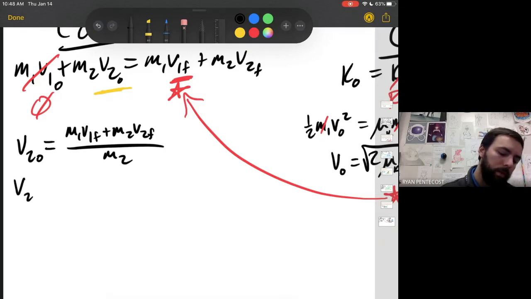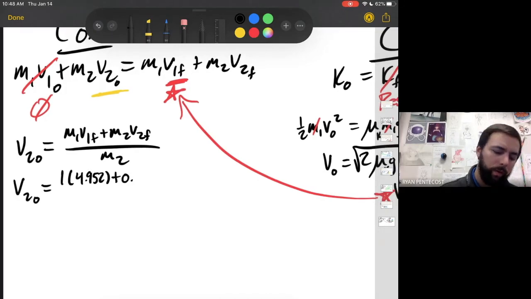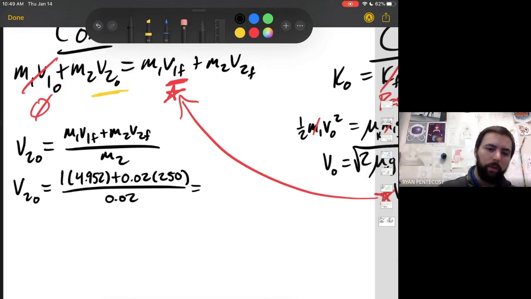So let's get our numbers in there. Let's see, we've got 1 times, we just solved for that velocity. That is 4.952 plus 0. This is a new bullet, right? Yeah, 0.02 kilograms. And it is going at 250 meters per second, divided by 0.02. And you should get about 500. It is approximately 498 meters per second.